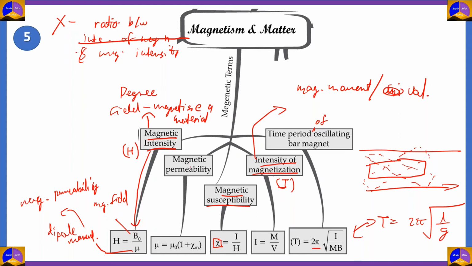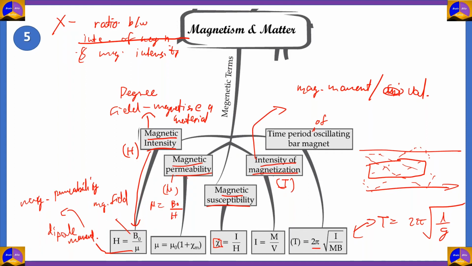Now, the last term here is known as magnetic permeability. Now, what is magnetic permeability? Permeability means the ability of a material to permit the passage of magnetic lines of force. That is the definition for magnetic permeability. And it is represented by mu. And using the formula for magnetic intensity, we can write mu as the magnetic field divided by the magnetic intensity.